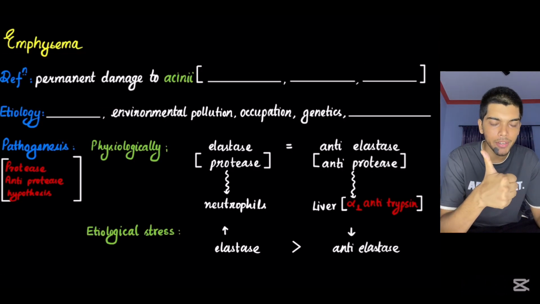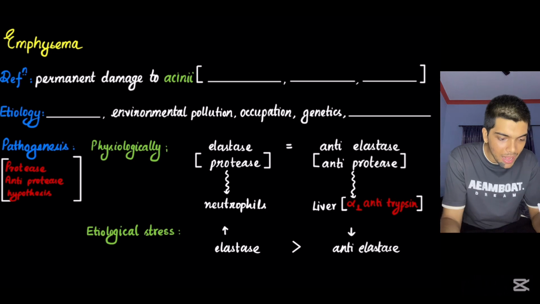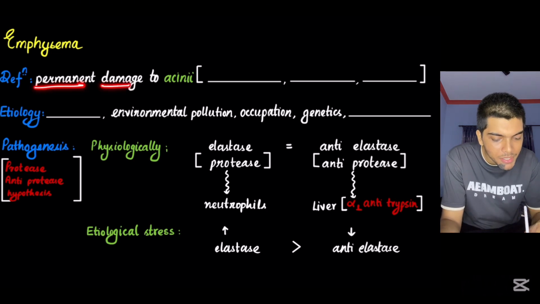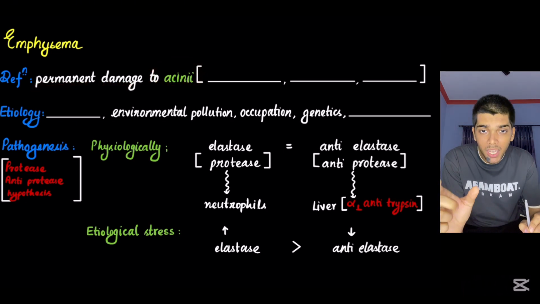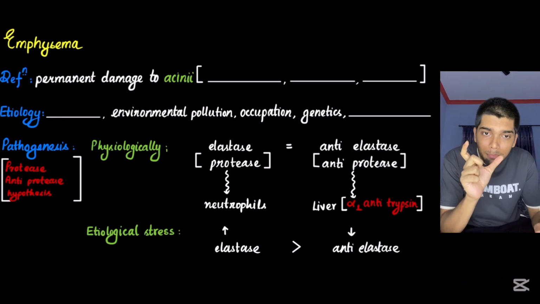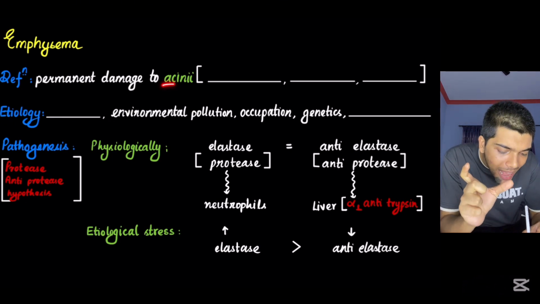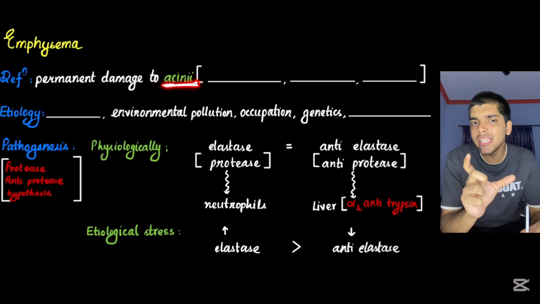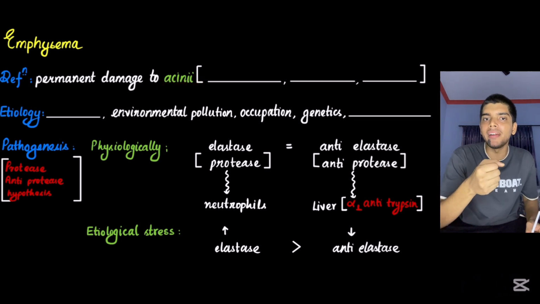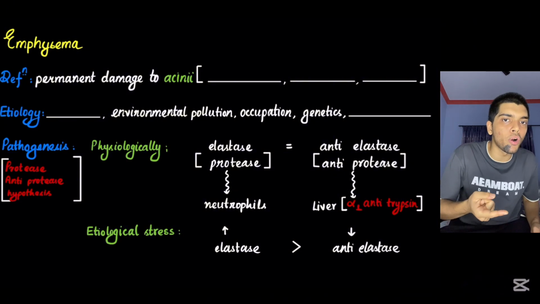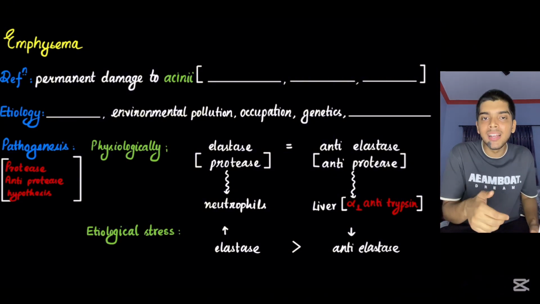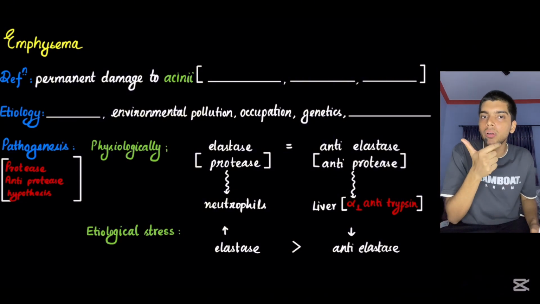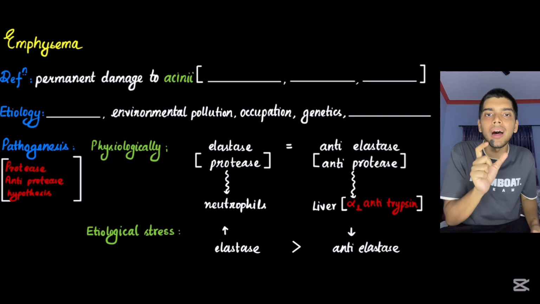Number one, definition. Emphysema is permanent damage to acini. So emphysema is the pathology of acini. What is acini? The part of the respiratory tract after a terminal bronchiole is acini. It includes the respiratory bronchiole, the alveolar duct, and the alveolar sac, or RDS.